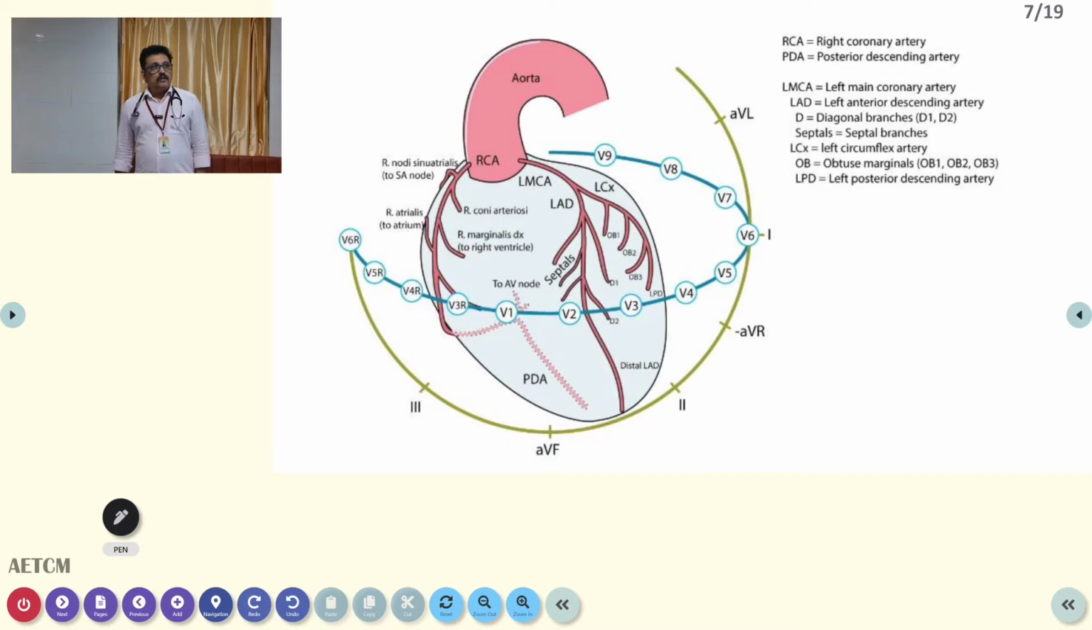Now this is the coronary. Depending on coronaries, you can have some ECG changes. I am not going into the details of that. So you should know the coronaries and where all it applies. You should remember. So this picture will help you in that.